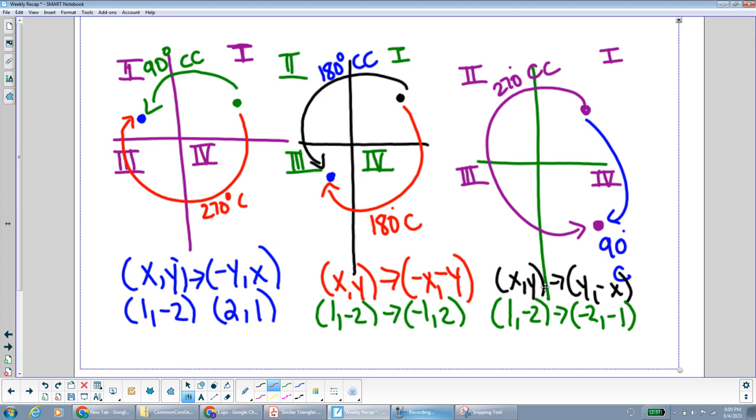Remember, when the question doesn't specify, it is always assumed that we are rotating in a counterclockwise direction, centered at the origin, unless the question otherwise states.